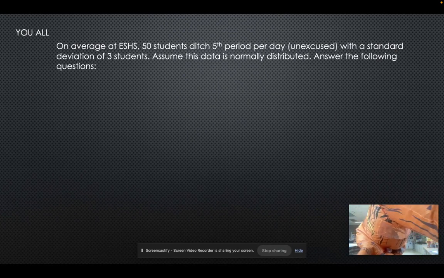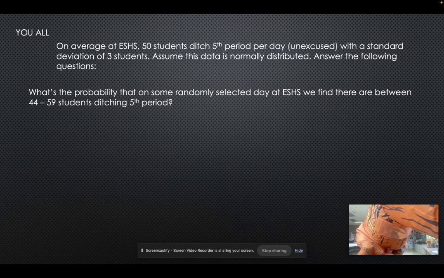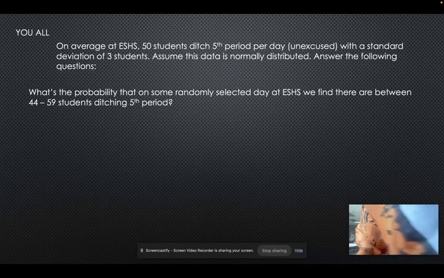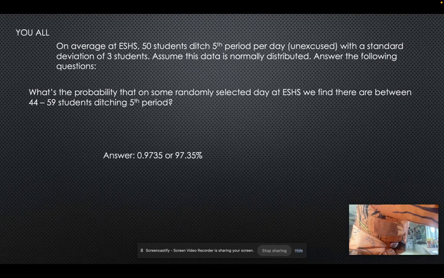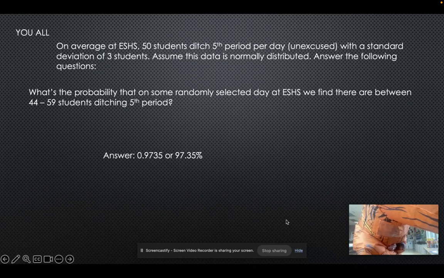So let's try this you all problem. Go ahead and give it a shot. Here it is. What's the probability that on some randomly selected day at El Segundo, we find that there's between 44 to 59 students? So maybe try sketching out your normal curve and see if you can answer this one. If you did it correctly, you should be getting about 97.35%. All right, good luck. Get to the practice.